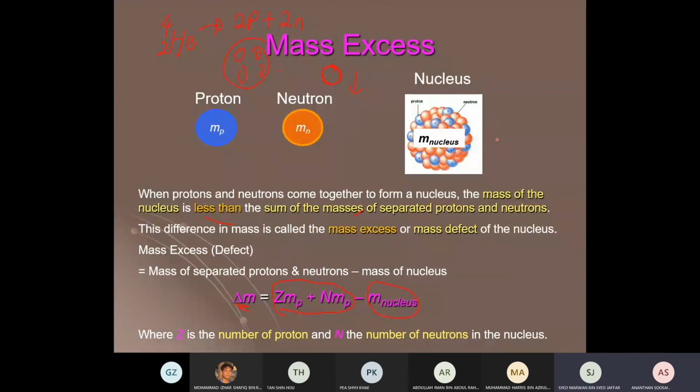Greater the mass defect, I tell you, greater the energy will be released. Okay, that's the idea.